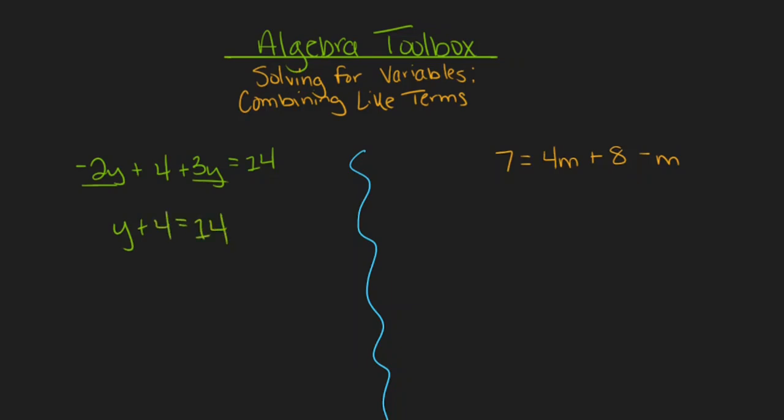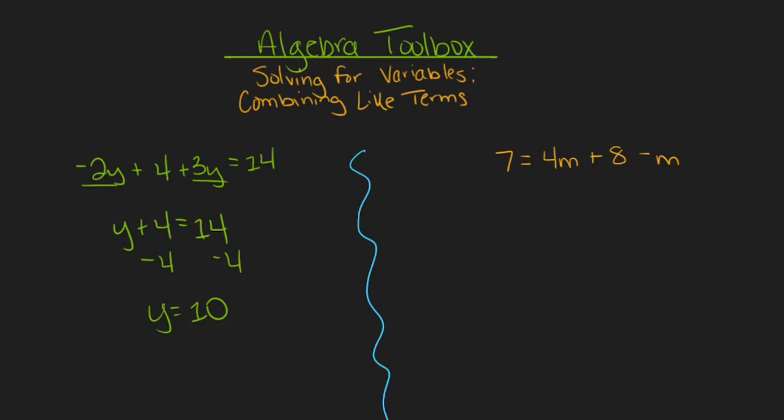Now that I've gotten it down to just one instance of that variable, I can solve as I normally would. So I've only got one connection between y and another number. That's an addition relationship that I will break with subtraction. So I'll subtract that 4 from both sides to get that y equals 10. Let's take a look at our other example.